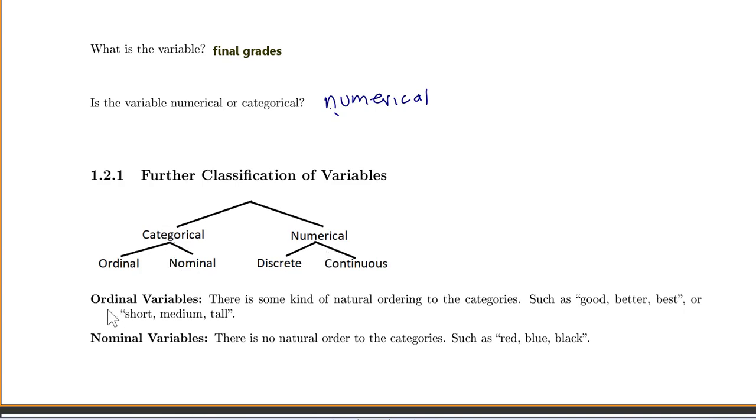But for categorical, we have ordinal. So there's some kind of natural ordering to the categories, such as good, better, best. So that's something where you do have a natural order. Or short, medium, tall. Okay, so again, tall is going to be higher than short. Now, nominal variables means there's no natural order. So like red, blue, black, there's just no natural order. There's not something that's bigger, smaller, etc.